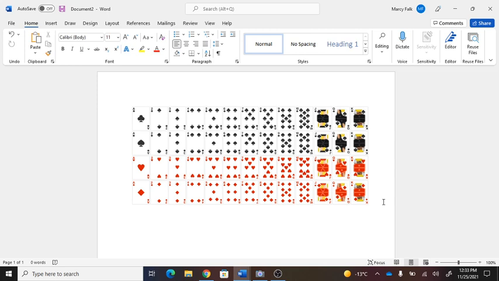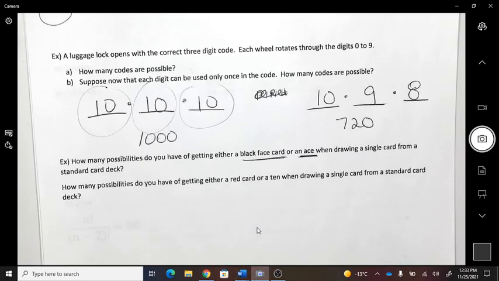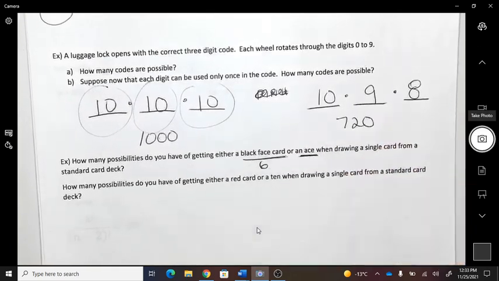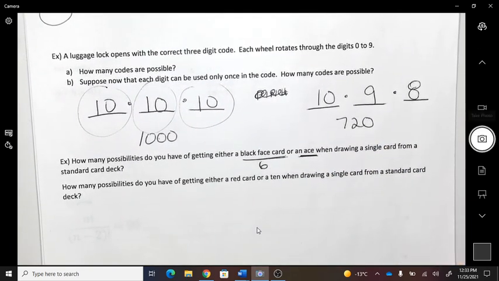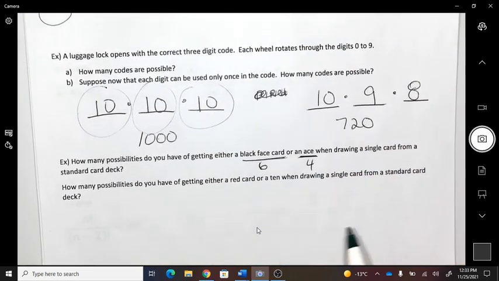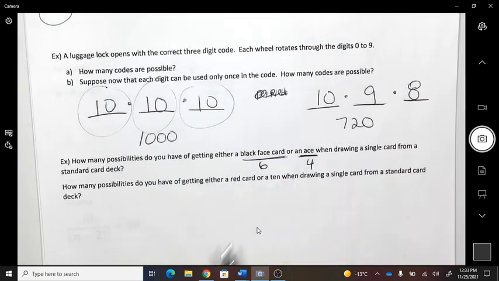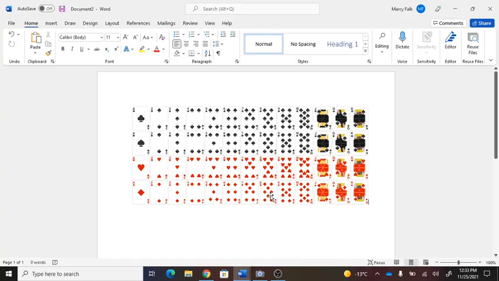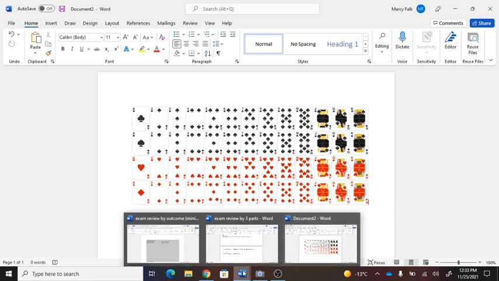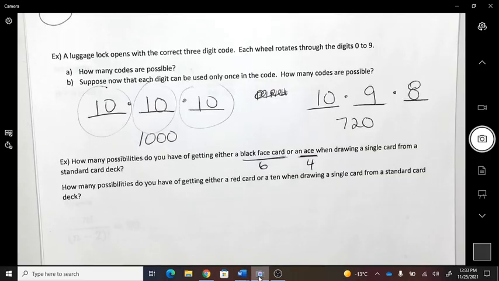Or I could get an ace. 4. So how many? 10. There's 10 possibilities. There are 6 black face cards and 4 aces, so it's 10. An ace is a 1. An ace is an A. I feel like I need to print that diagram. I can print this later, when I'm done teaching. So that's 10.